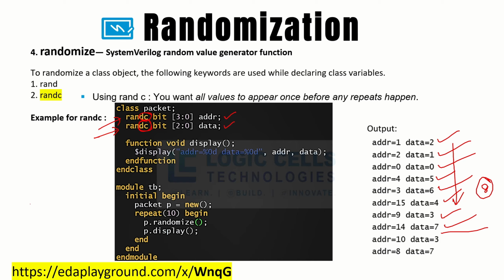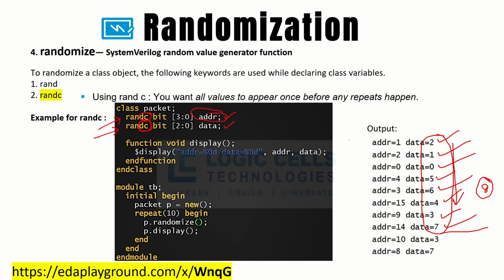Correct? Can you observe the difference now? Please replay. Can you observe the difference between RAND and RAND C? Now we are getting all possible values for data. Yes, this is the advantage of having RAND C. Whenever you need all possible cases to be covered at least once before any other value repeats, you can use RAND C.